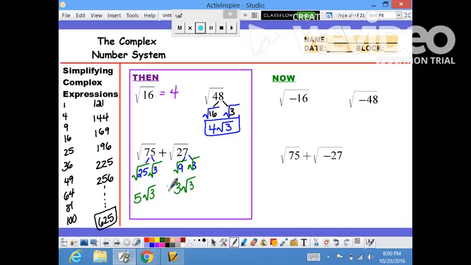Now that we have simplified both radical expressions, we want to bring down this plus sign so that we can perform our indicated operation. Because we have like terms, the square root of 3, we know that our answer is going to have the square root of 3. With that being said, we just need to perform the operation on the coefficients. So 5 plus 3 gives you 8, and your answer is 8 times the square root of 3.